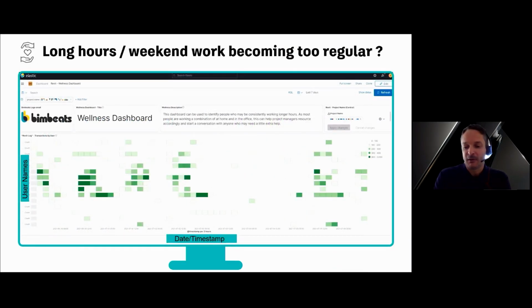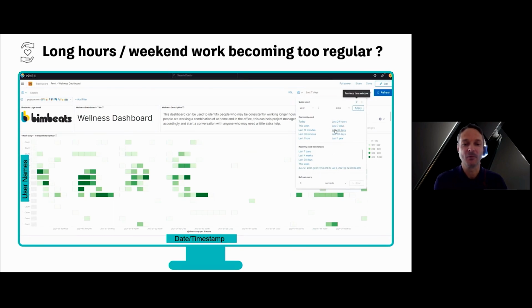So when we went into COVID lockdown, like most of the world, we found that it was very hard to get a good understanding of what people were doing when they were working, when they weren't working.